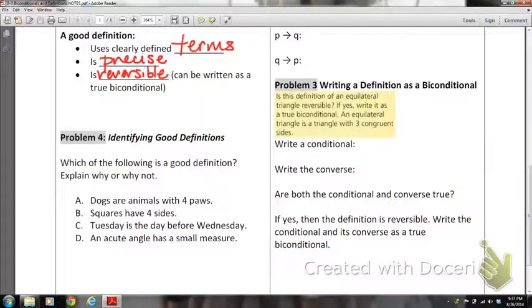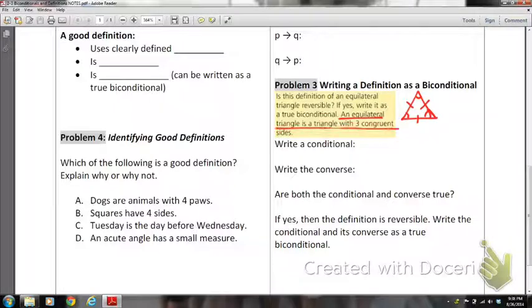So let's look at problem 3 and writing a definition as a biconditional. In problem 3, it says, is this definition of an equilateral triangle reversible? Just as a review, an equilateral triangle is a triangle in which all of the sides are congruent and all of the angles are congruent by definition. So we're going to see if this definition of an equilateral triangle is reversible. If it is, then we're going to write it as a true biconditional. So here's the definition. The definition says an equilateral triangle is a triangle with 3 congruent sides.